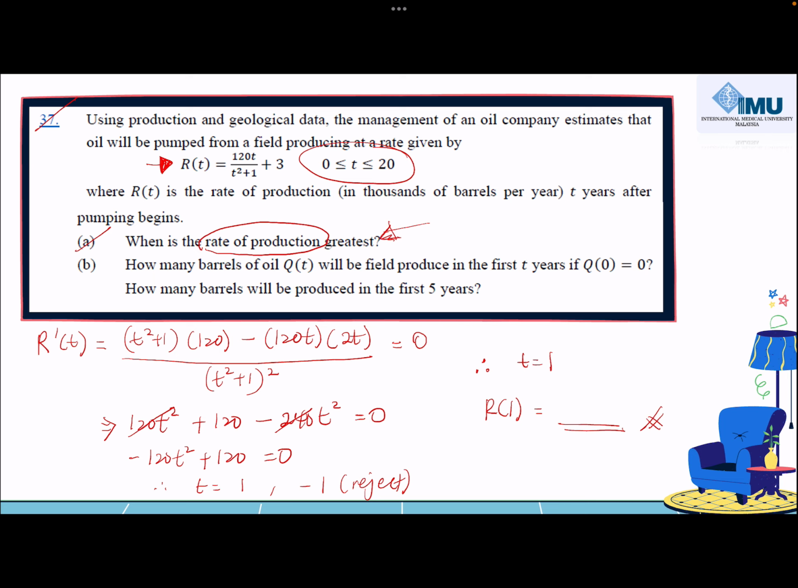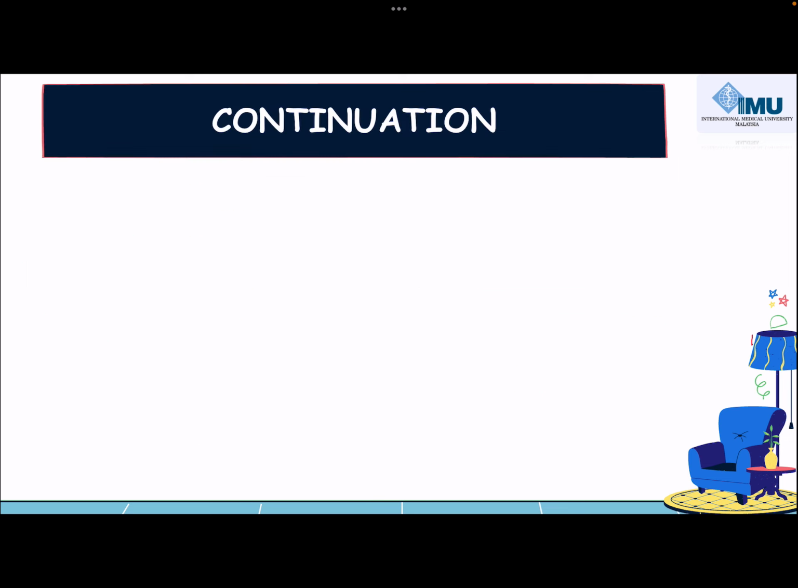Let's try to do B. How many barrels of oil will be produced in the first t years if Q(0) equals 0? And then how many barrels will be produced in the first 5 years? Now, what is your Q(t)? Q(t) is oil production. What about R(t)? R(t) is the rate of oil production. You can see the relationship, rate of.